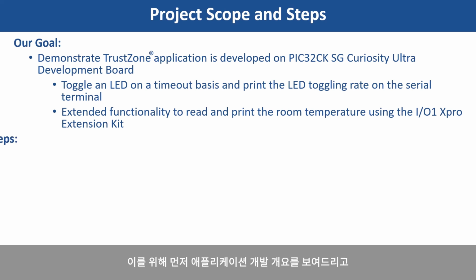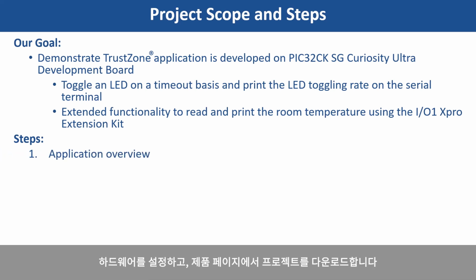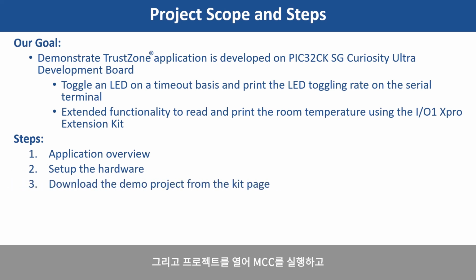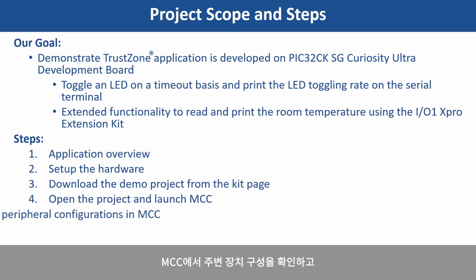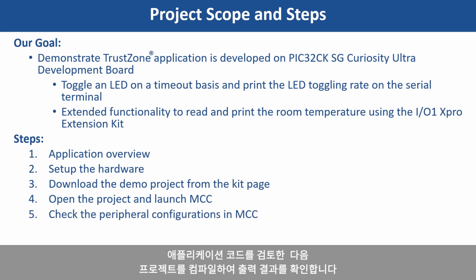Extension Kit. To achieve this, first, we will show you the application development overview, set up the hardware, download the project from the kit page, open the project and launch the MCC, check the peripheral configurations in the MCC, review the application code, and then compile the project and see the output.